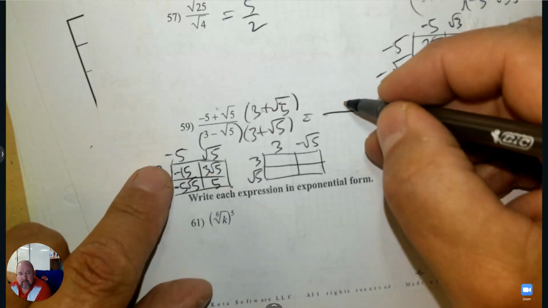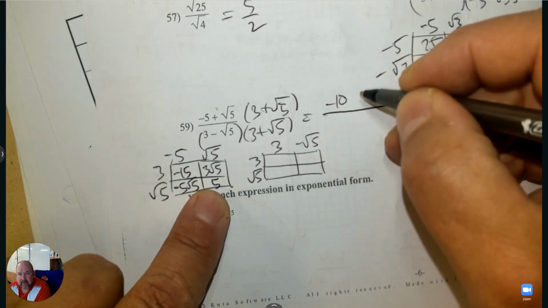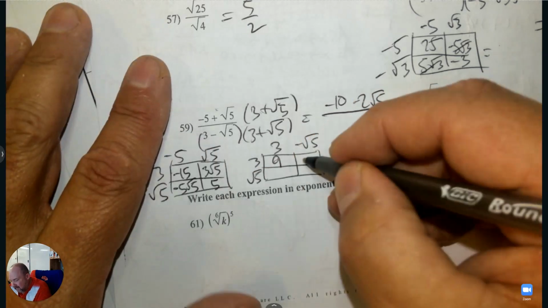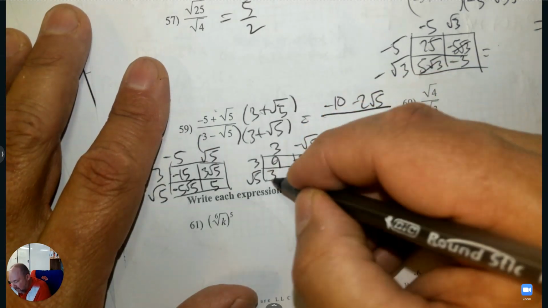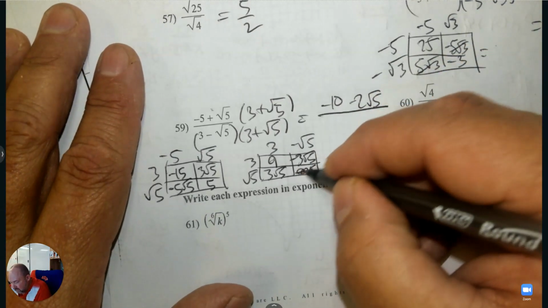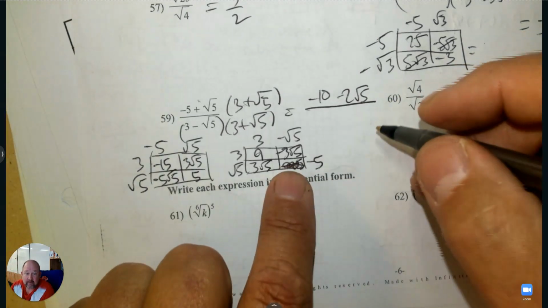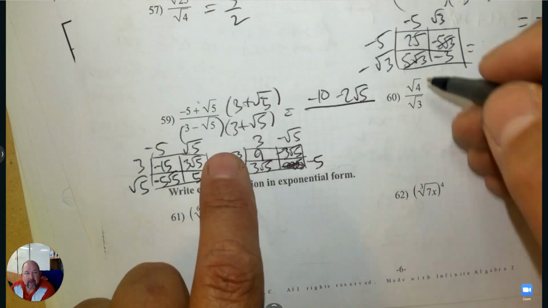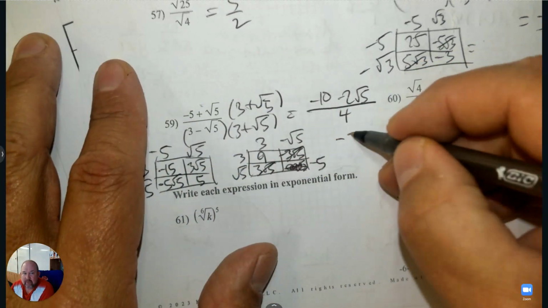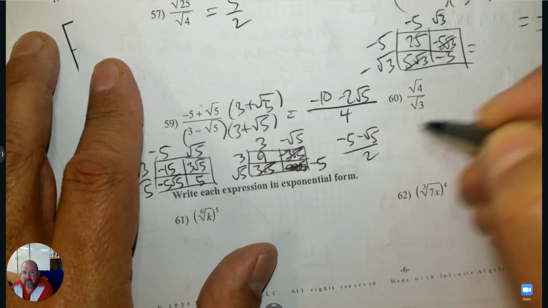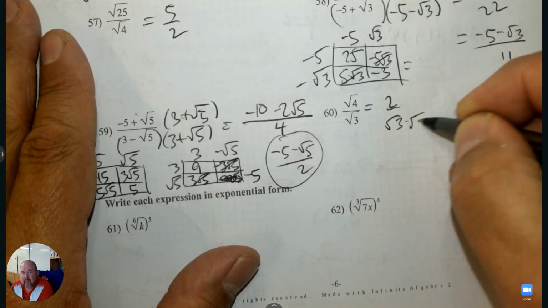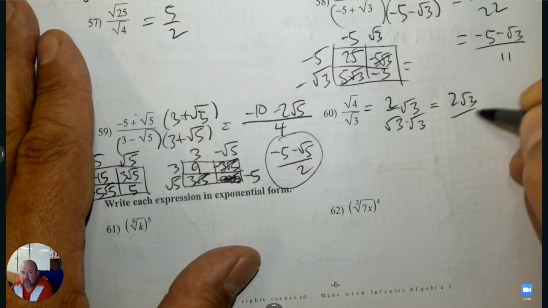So the numerator is going to be negative 5 plus 5 is negative 10, negative 5 plus 3 is negative 2. The denominator, that's 9 and negative 3 root 5, positive 3 root 5, and then that's negative 25. Oops, sorry. Negative 5, I meant. Root 25, which is 5. So that's negative 5. So these cross out, and then 9 take away 5 is 4. Divide everything by 2, and you have your answer. Here, this is 2 over root 3, and then rationalize the denominator. So that's 2 root 3 over 3.